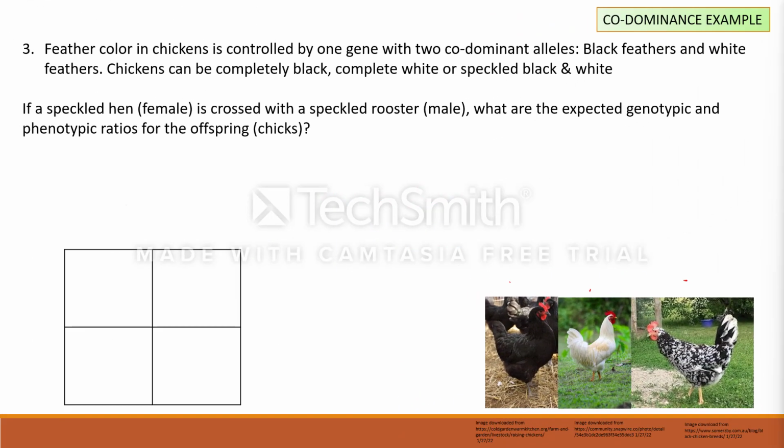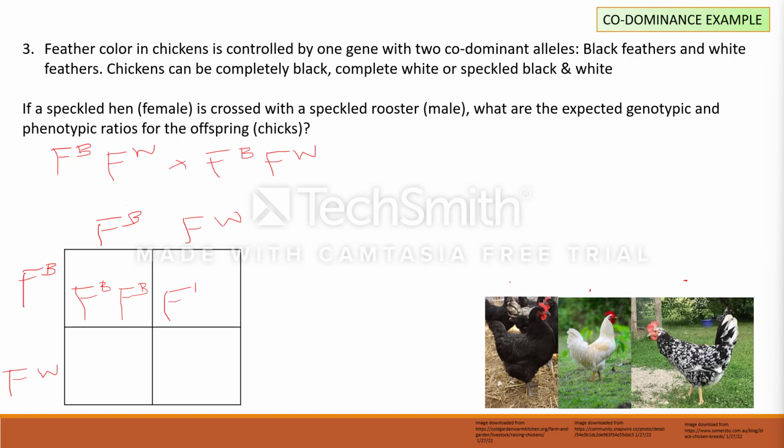Our problem states that a speckled hen is crossed with a speckled rooster. In this case, they both have the same genotype, and it is also not sex linked, so it doesn't matter which is male and which is female. They are both speckled, so they are both FB, FW. For both of them, half of their gametes will carry an FB, and half will carry an FW. And then for the offspring, there's a possibility they get the black allele from both parents, or they could get one black allele and one white allele, or they could get a white allele from each parent.